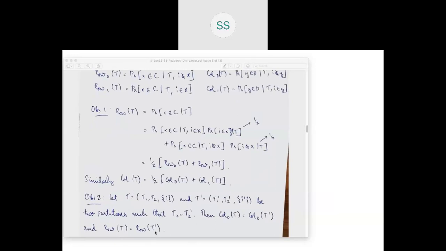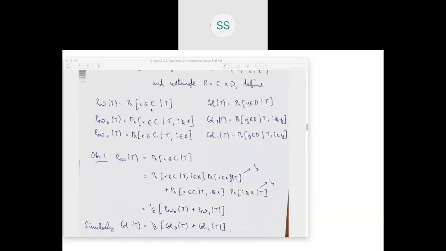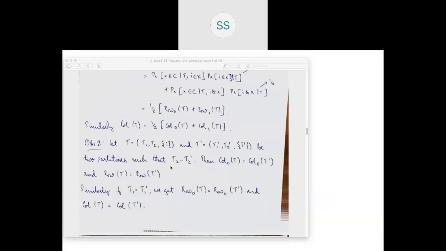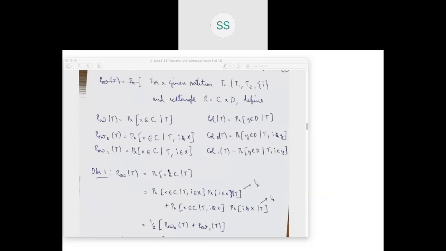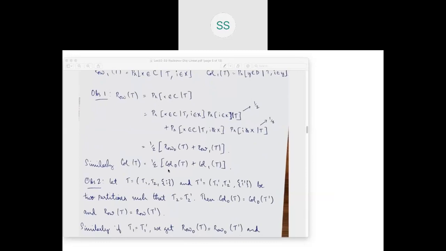Likewise, row of T and row of T prime are the same. Why? Because row of T is the probability that X is in C given T. Now T changes in both places, but X is in C. So what is the probability of choosing X? The probability of choosing X is a random element from T1 union I. But we know that T2 is fixed. T2 is the same in both of these, which means T1 union I and T1 prime union I prime are also the same. So T1 and T1 prime may not be the same, but these two together are the same as these two together, because T2 is the same. So the rest of the elements have to form T1 union I here as well as here. And what is the probability of choosing a random set X from that set? It is the same whether it is here or here. So row of T is equal to row of T prime. Notice the difference here: it's column 0 of T, but here it is row of T without a subscript.